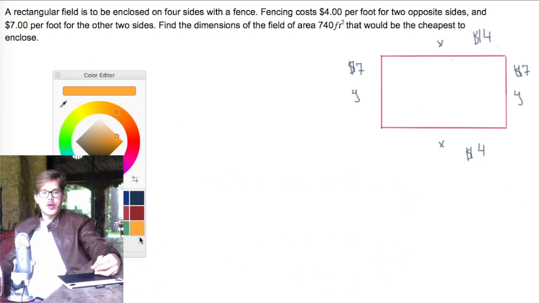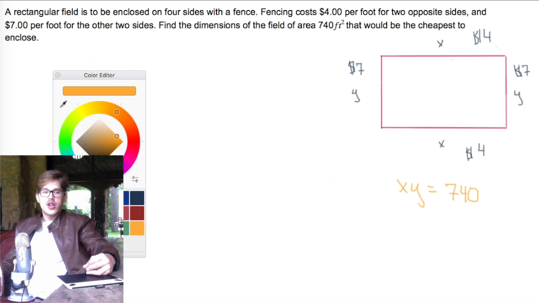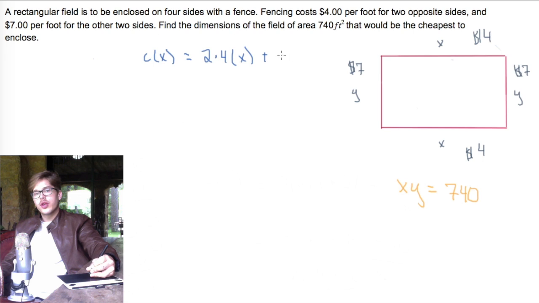Okay, what else do we know from our problem? Well, we know that the area, so we know x times y equals 740, and what's the question? What would be the cheapest to enclose? So we need to figure out a cost. So let's make a cost function. We could say our cost function, c of x. Well, what does this equal? We have 2 sides that cost $4, so 2 times $4 per foot, for our x, plus we have 2 sides that cost $7 per foot and with a length of y.